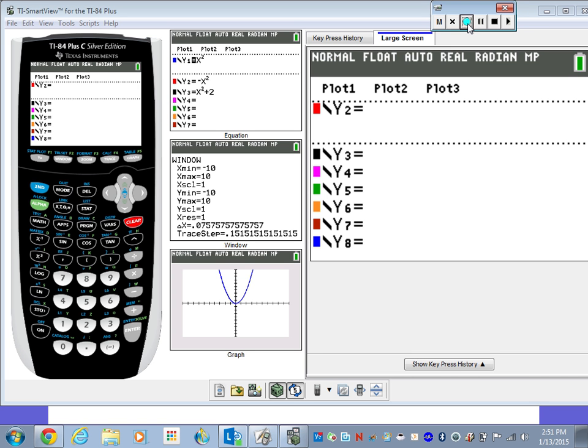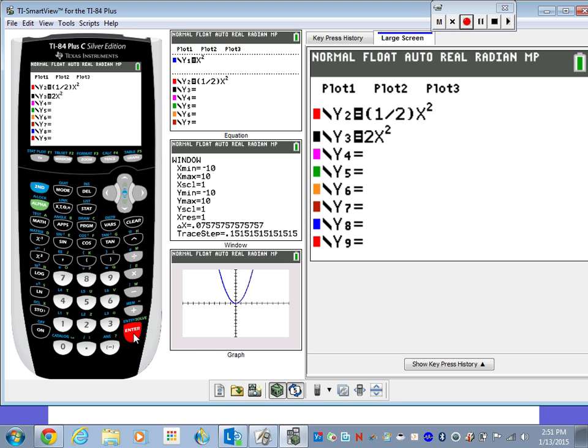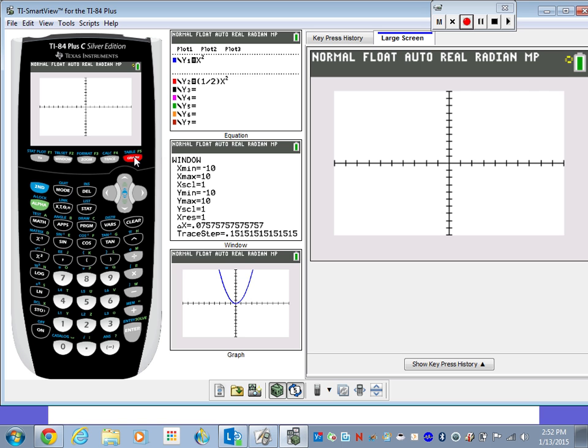Okay, so now we already have the x squared in, so now let's put in 1/2 x squared. If you have a Casio, you're just going to do 1 fraction key 2 x and then the x squared key. On the TI, sorry, you're going to do parentheses. I'm going to do 1 divided by 2. I'm going to close my parentheses, x squared, and then enter. And then here I'm going to do 2x squared and enter, because I want you to be able to, again, compare to the parent function, which is y equals x squared. So then you can kind of see, and then we can fill in the chart. Okay, so there you go.